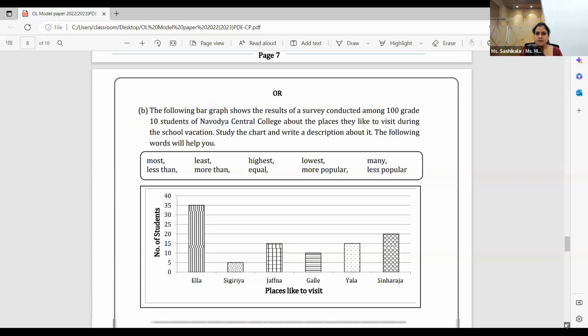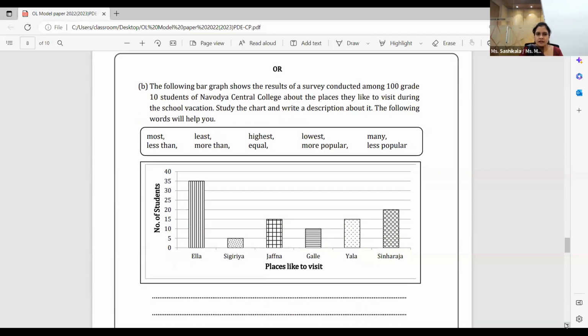Now let's go through the instructions here. As you all very well know, when you are writing the answer for this question, the first sentence given there is very important when you are writing your description. The following bar graph shows the results of a survey conducted among 100 grade 10 students of Navodaya Central College about the places they like to visit during the school vacation. Now, you have to study the chart and write a description about it. The following words will help you.